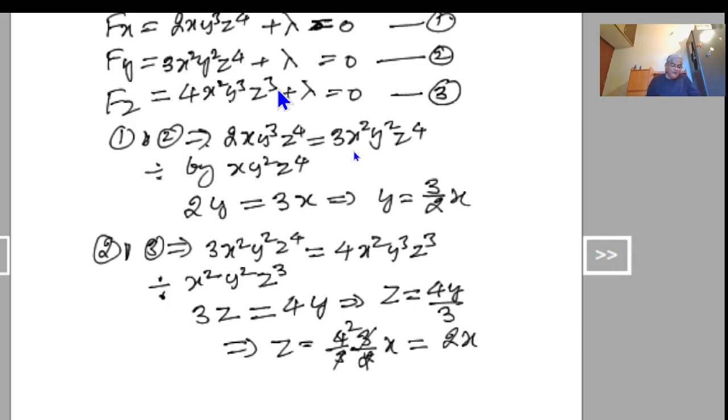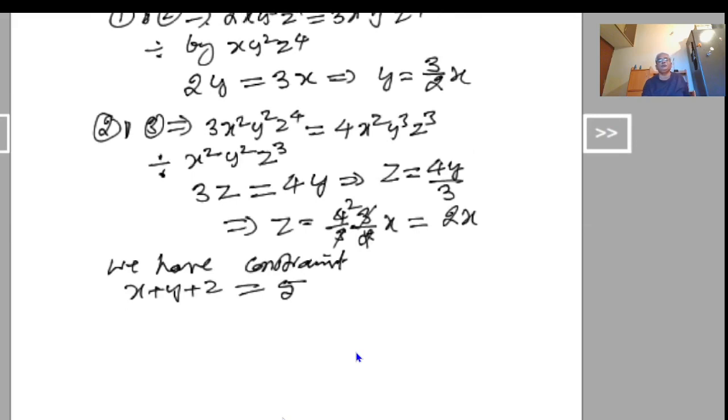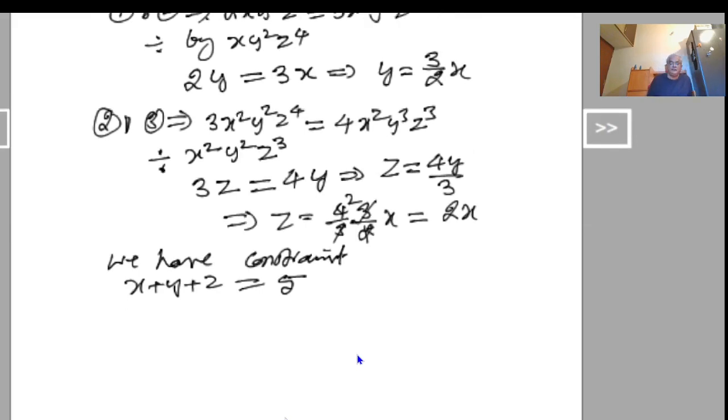Now here we have the constraint. What is my constraint here? x plus y plus z is equal to 5, or minus 5 equal to 0. This is the given constraint. So here we substitute the values. So therefore here, substituting, x plus, what is y here? y is 3 by 2 into x, plus, what is z? z is equal to 2 into x, is equal to 5.